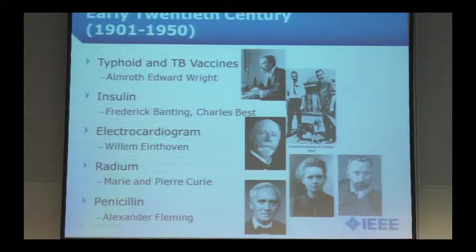If we go up to the 20th century, a lot of things started happening quickly. First of all, we had typhoid and tuberculosis vaccines, and one of the instigators of those was almost right. We had insulin developed by Frederick Banting and Charles Best. We had the electrocardiogram from Eindhoven. We had radium from, of course, Marie and Pierre Curie. Unfortunately, of course, she wound up dying because of her discovery from radioactivity.